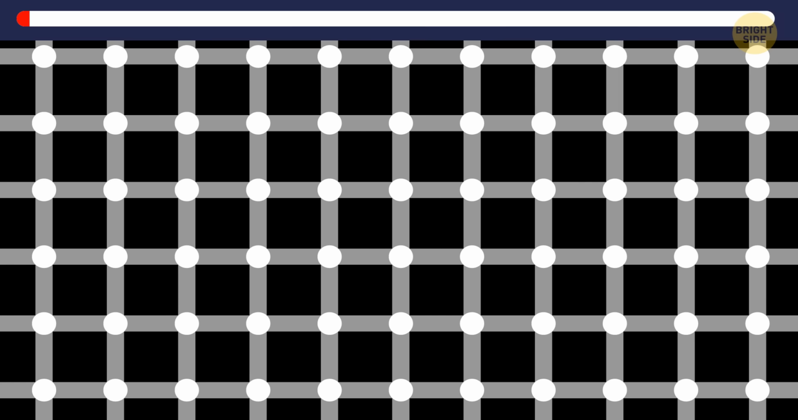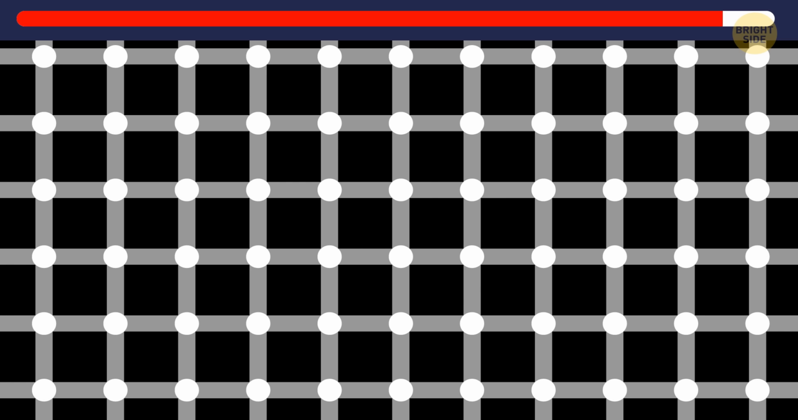Can you count all the gray dots at the intersections in this grid? Let me try. 11, 13, they keep going there and back. The correct answer is 0. This is a Hermann grid illusion. Your brain makes you think there are gray dots at the intersections because of the dark surroundings. If you look closer, all the dots are gone.